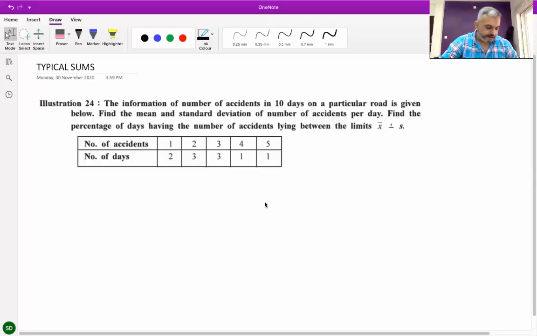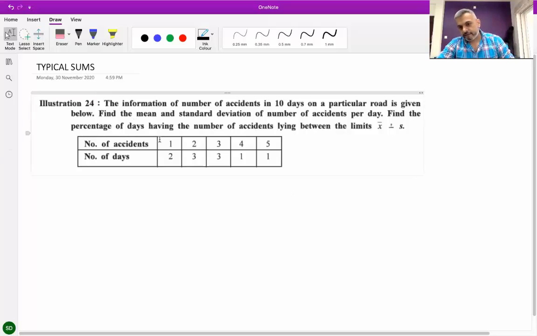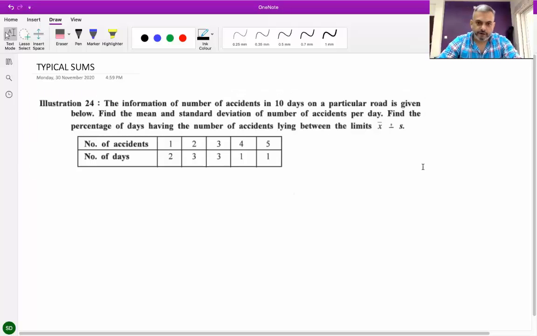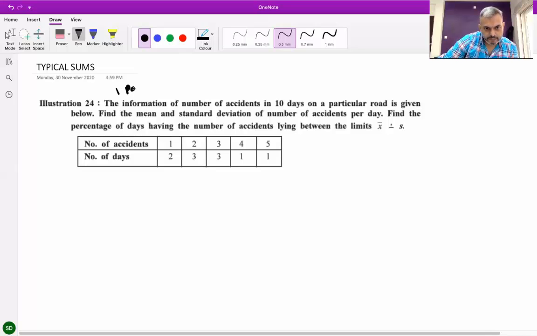So we'll be starting with illustration 24. As you see, it's a typical sum, so it's very important for the exam. Let's read the question. This is on page number 156.